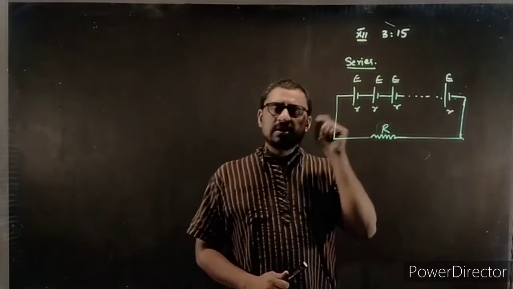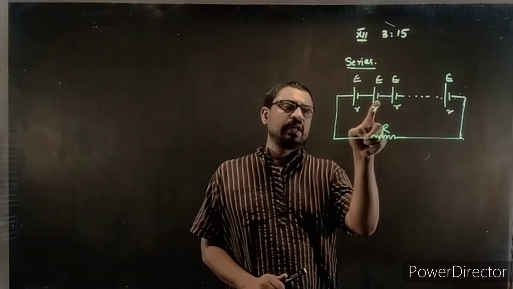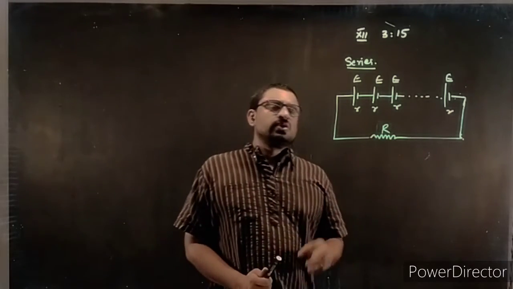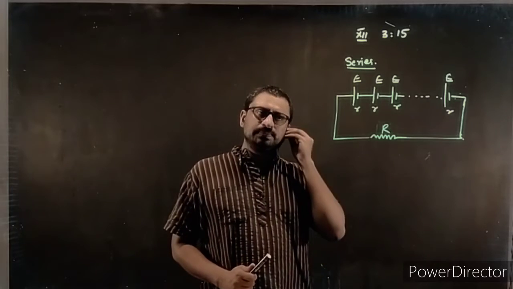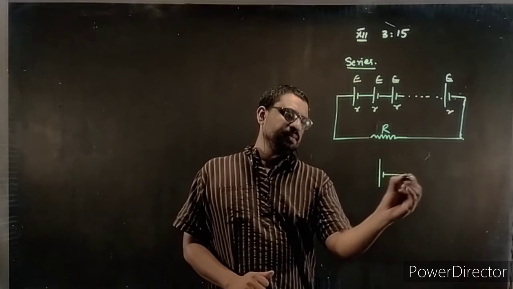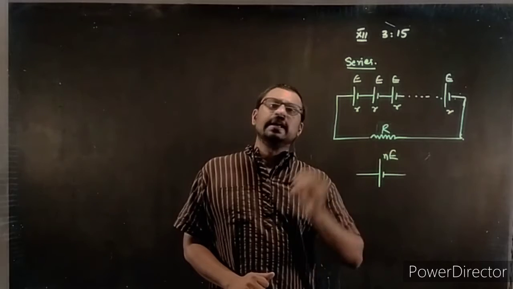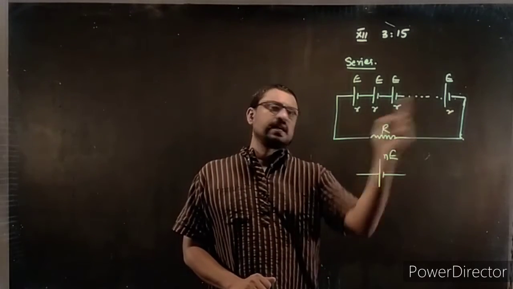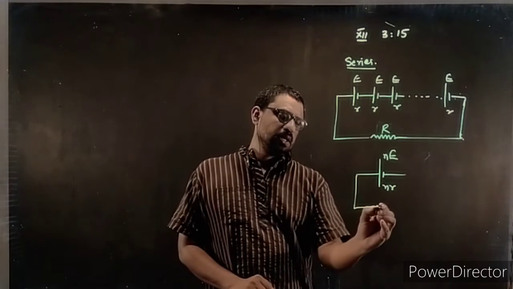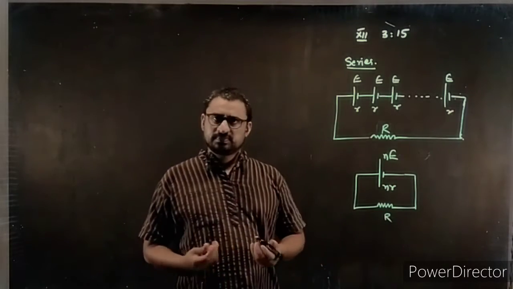Now when the connection is series, the negative of one cell is connected to the positive of the other, and so on. In this situation we add the EMFs to get the total EMF. If I take this as a single cell, effectively it will have an EMF nE, and all the internal resistances are just like series resistors, so it will be nr, connected to an external resistor capital R. That's it.